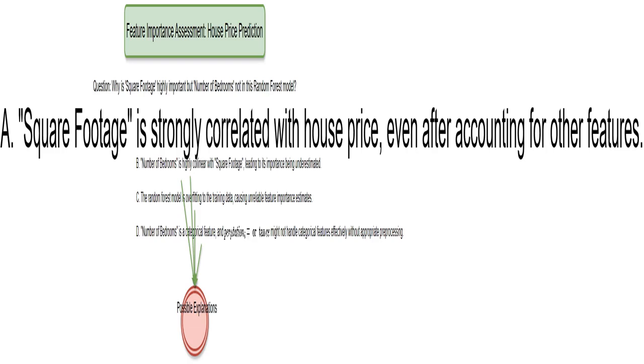This option highlights the direct relationship. Even when we consider other factors, a larger house generally sells for a higher price. This explains why square footage has high importance. The model clearly sees a strong direct link between the feature and the outcome, house price.